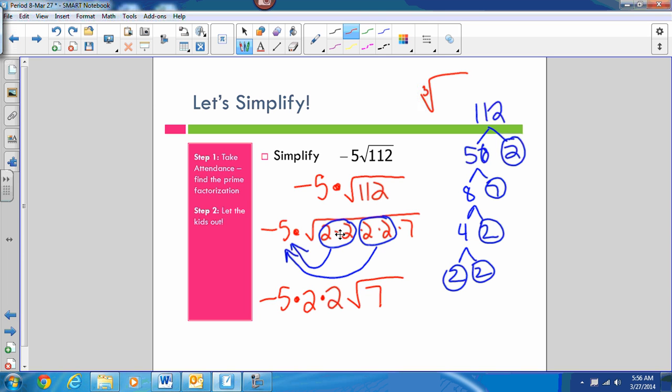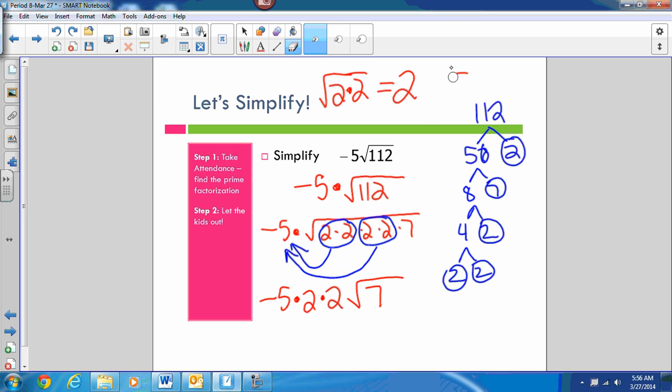So again, let's reiterate. What happens is when they get kicked out, you have a pair of 2's. Each pair is represented by one number outside. Remember, because, again, this equals 2 by itself outside. We don't need the two 2's outside, because if I say to you, what is the square root of 4, you would say 2. Not 2 times 2, you would just say 2.